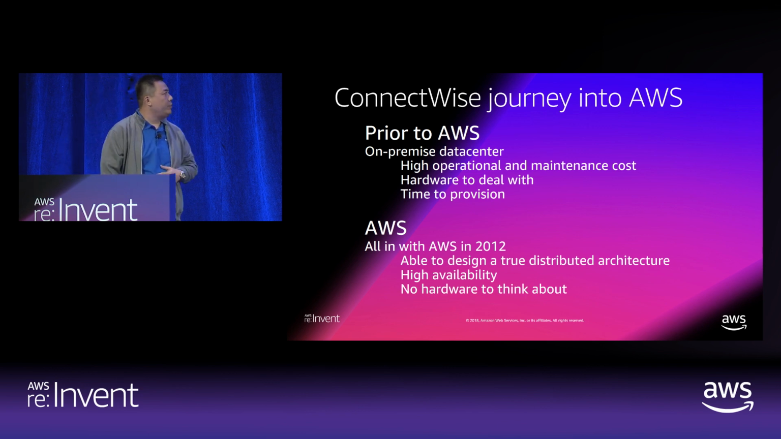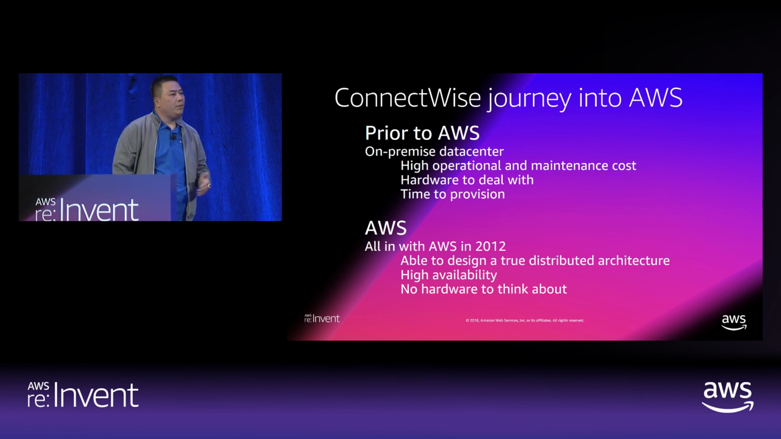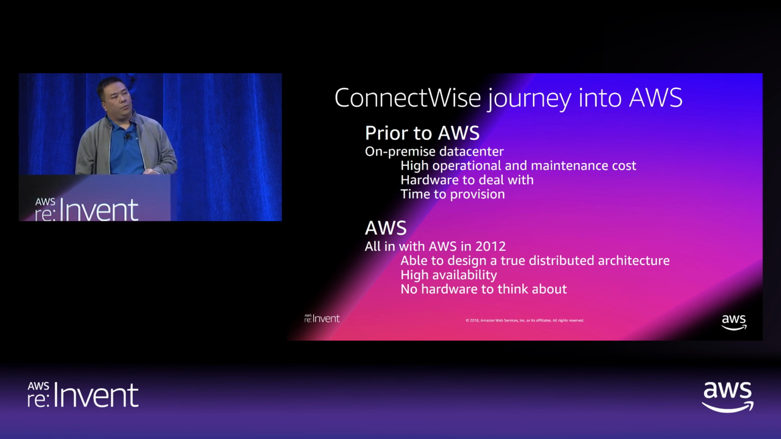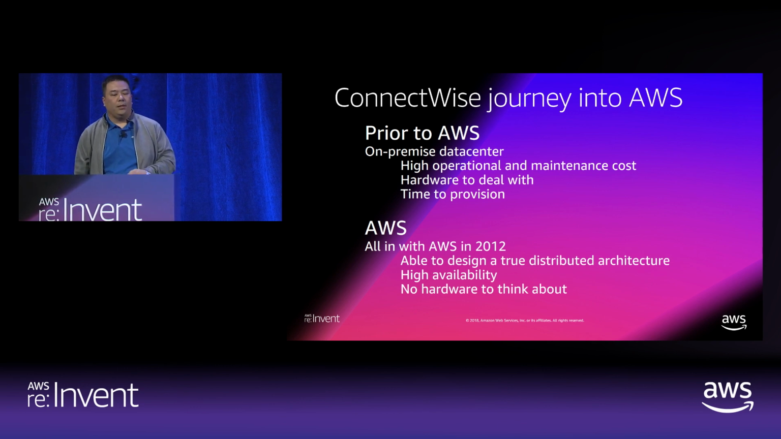So our journey into AWS, like most of you, we were an on-premise data center. We have to buy hardware, provision it. That takes time, high maintenance costs, high operational costs. So we asked ourselves, do we want to continue down that path, or do we want to concentrate on what we do best, which is develop application, provide a good user experience?